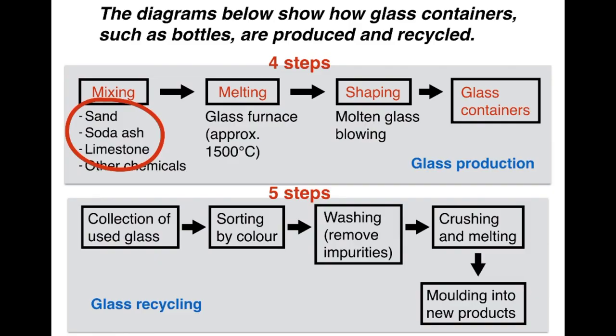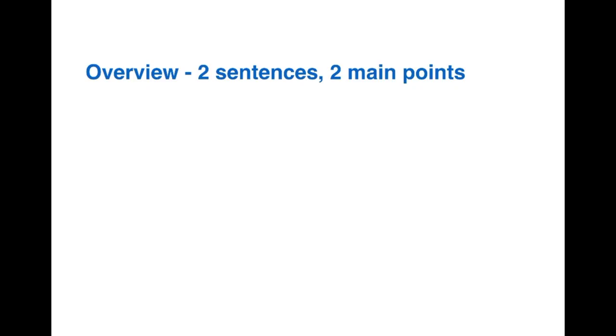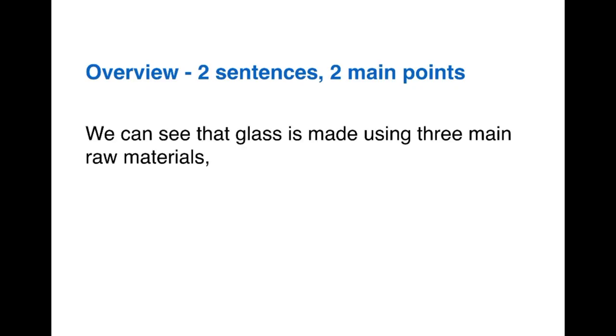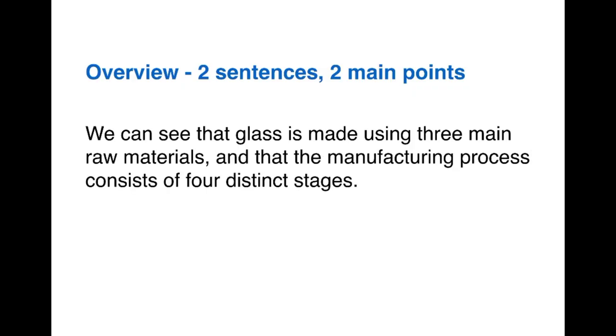That's all. For your overview, for processes, the main thing is to count the steps. You can say something else about the first step, maybe the last step, or in this case the materials, but that's all you need to worry about. My first sentence of the overview, we can see that glass is made using 3 main raw materials, and that the manufacturing process consists of 4 distinct stages.